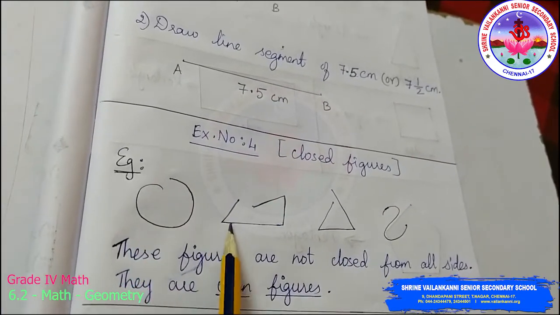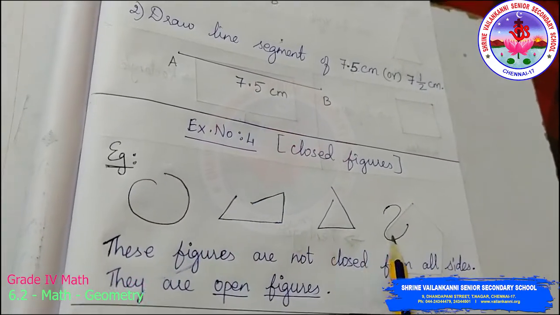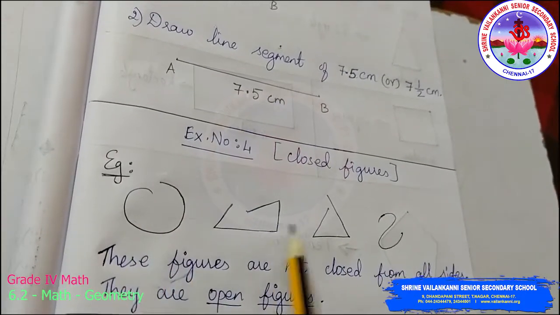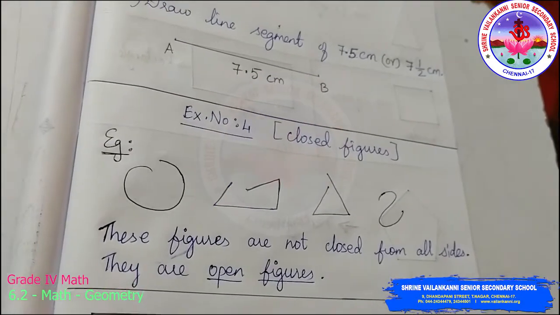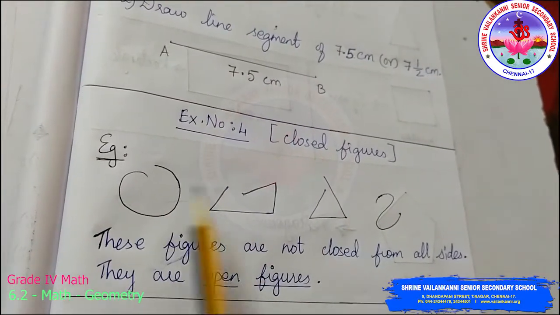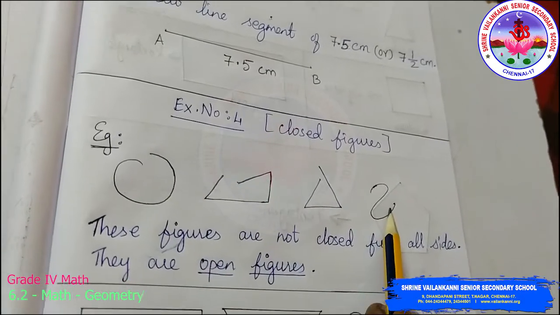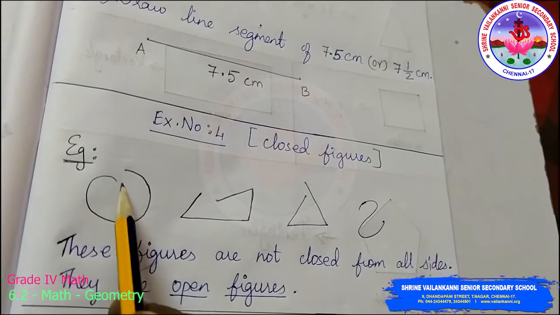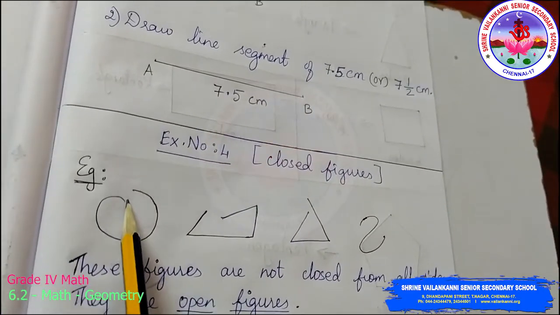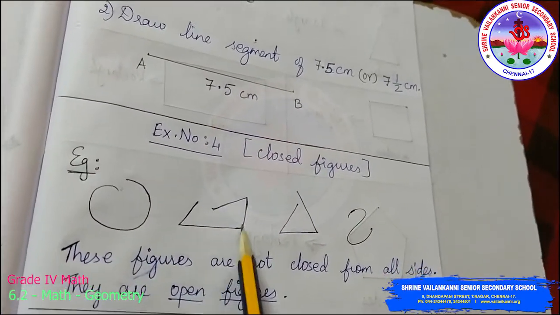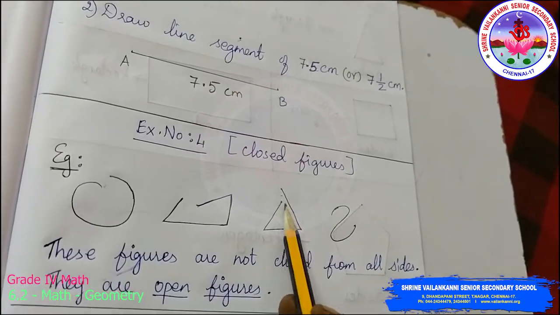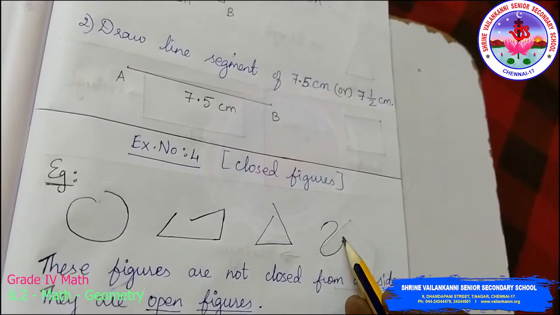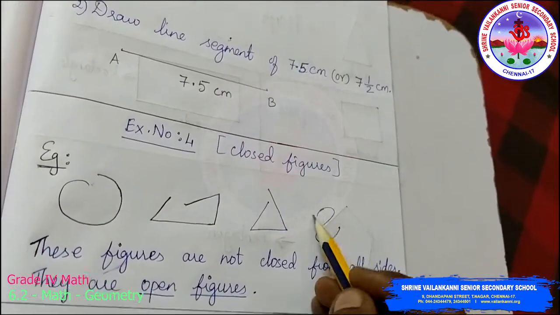If you see the 4 figures here, what is the similarity between all the figures? In all the figures, not everything is completed on all the sides. There is a gap in this circle, it is not completed. In this shape there is a gap. Here also there is a gap. It is not touching on all the sides. Here also it is not completed, you have a gap.